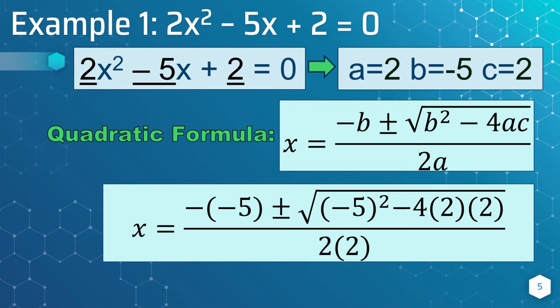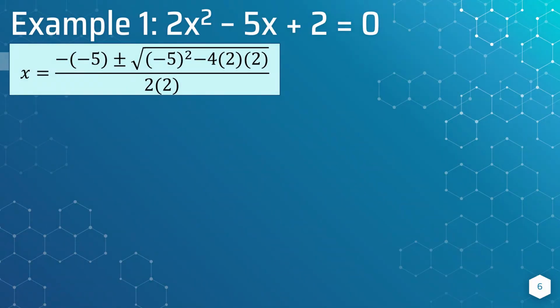So we are now finished with our first 4 steps: write the equation in standard form, identify the values of a, b, and c, write the quadratic formula, and then substitution. We will now proceed to the last step. We will start simplifying our equation.